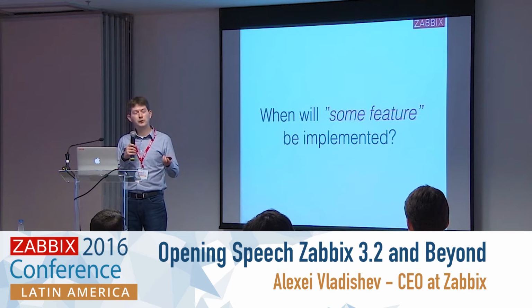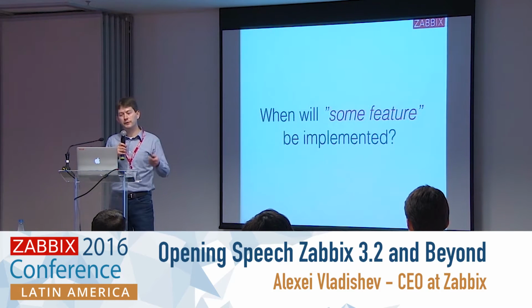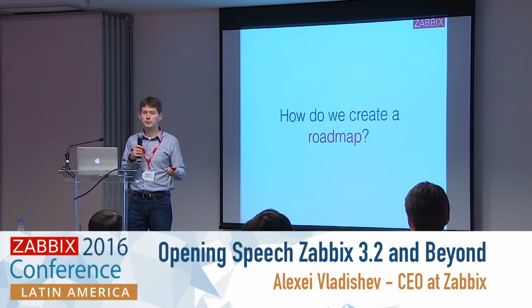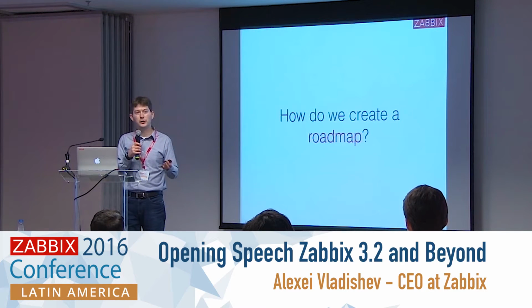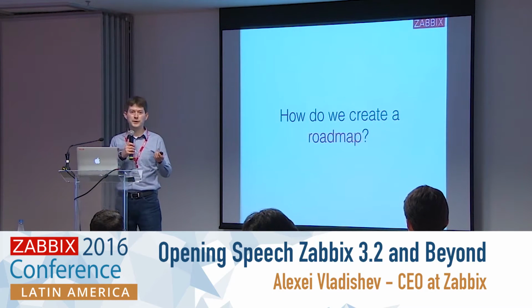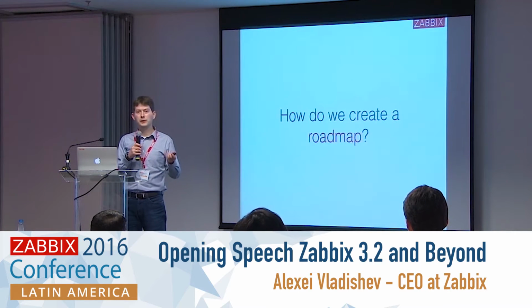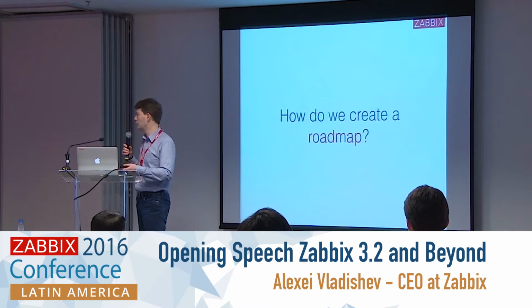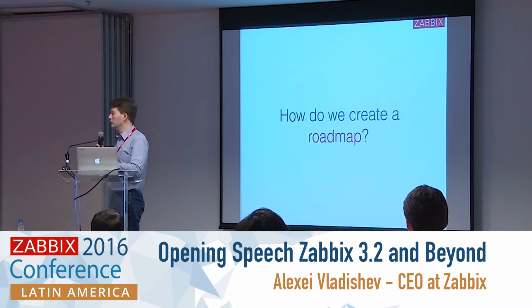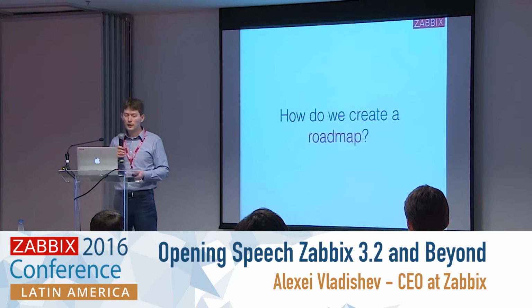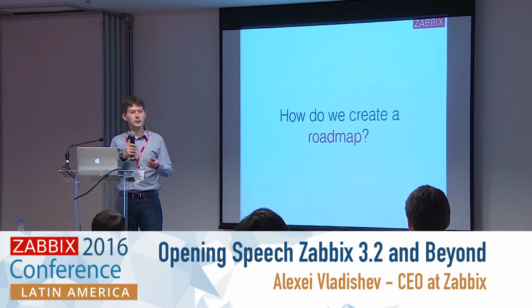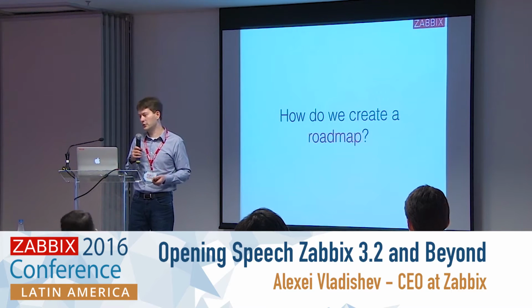This question actually could be transformed to a different one, which is how do we basically create a roadmap? How do we decide what feature needs to be included in the next major release and what feature we don't want to include? And let me explain the process, how we make this decision and how I make this decision.